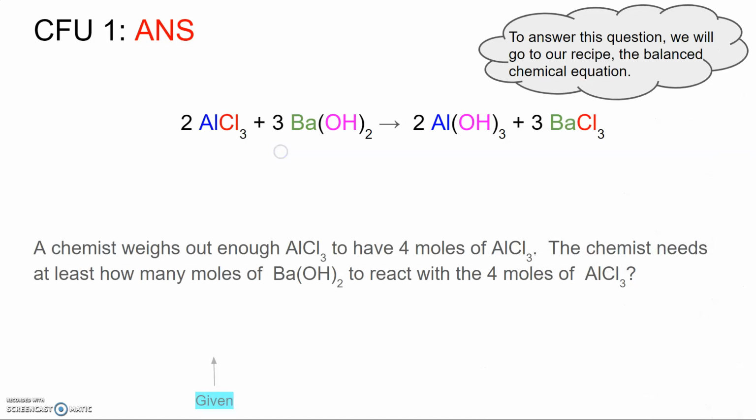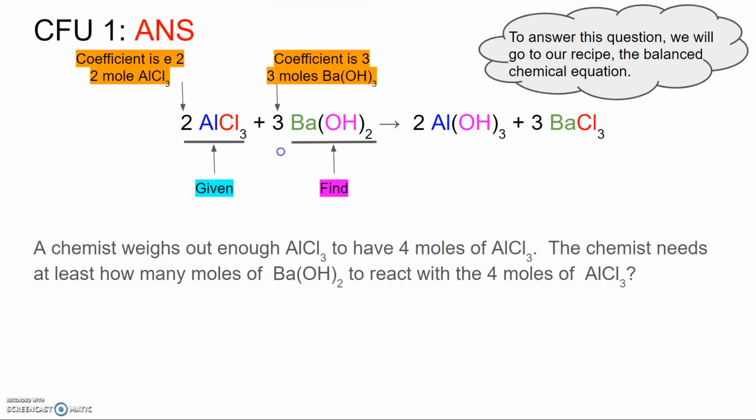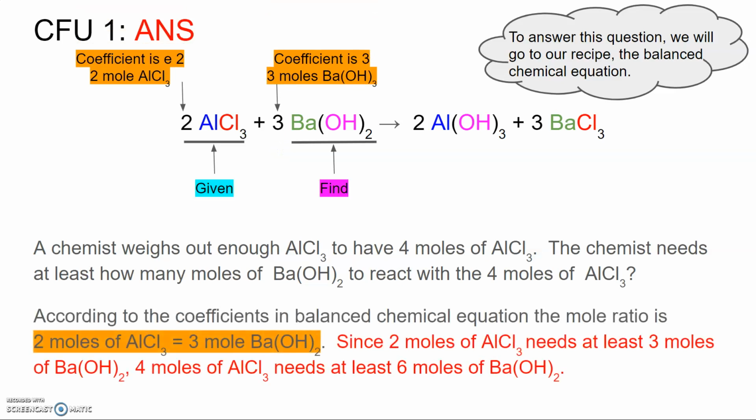Okay, so the first thing you want to do is go to your balanced chemical equation, look for your given and your find, and then we'll use the coefficients there for our ratios. According to the balanced chemical equation, it's a 2-to-3 ratio, so 2 moles of aluminum chloride to 3 moles of barium hydroxide.